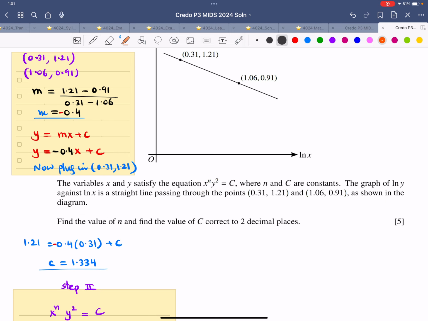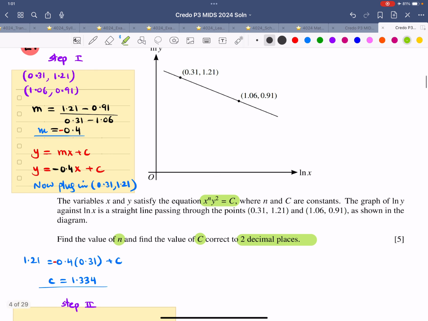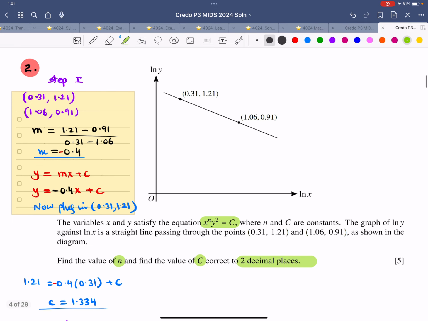So let me just highlight this particular equation right over here. That is this equation. That's how the variables are connected. Now we are supposed to find the value of n and find the value of c correct to 2 dp. It seems that the value of n will come out to be either a fraction or an integer or an exact decimal. Let's see.